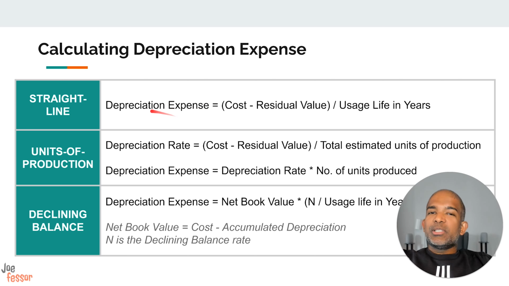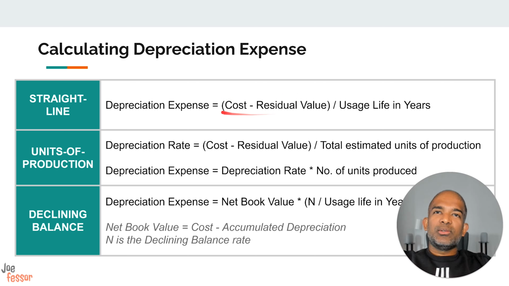How do we calculate the depreciation expense every year using the straight line method? You subtract the residual value of the asset from the cost at which it was purchased, and then you divide this by the usage life in years. In our previous example, the cost was $4,000. The residual value was 0 at the end of 4 years.